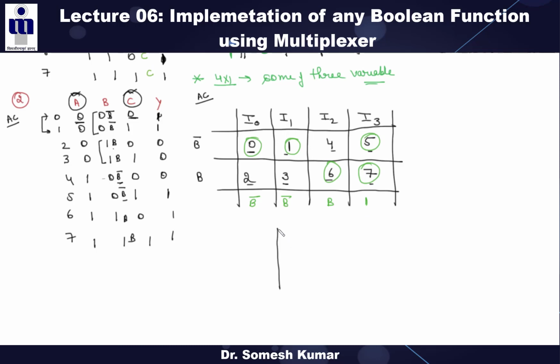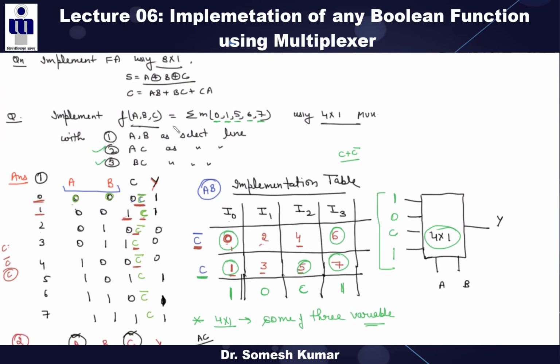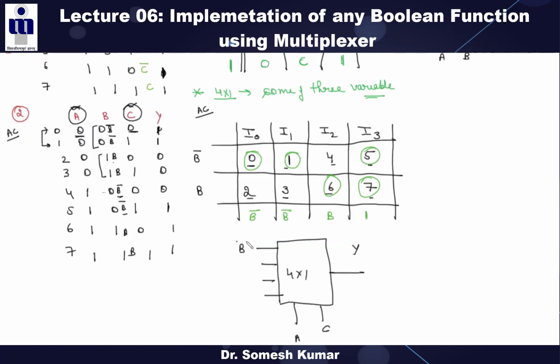Here is the 4:1 mux. These are your inputs. Select line is A. Also you can verify: if you write the output expression with these inputs, you will get this function. These are all the inputs: B bar, B bar, B, and 1. Now tell me, is it possible to implement these three variables with A and C as select lines using a 4:1 mux?